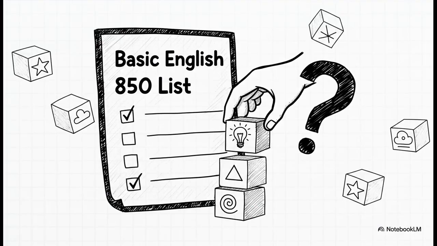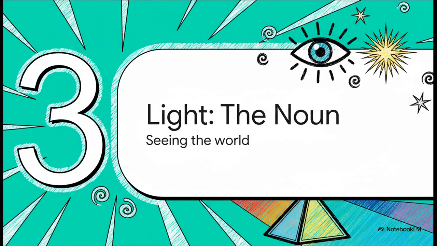And yep, just to confirm, the word light is absolutely on that list. It's considered one of the fundamental building blocks of the language. But how simple is it really? Let's find out. First up, let's talk about light as a noun. This is probably how we think of it most of the time, right? It's the thing that lets us, well, see things.